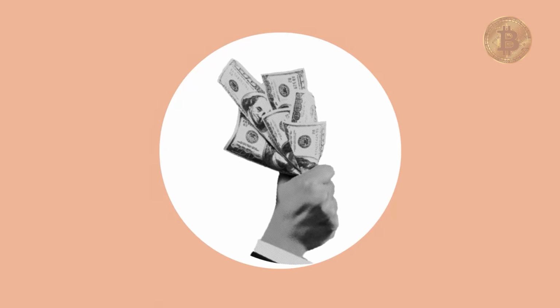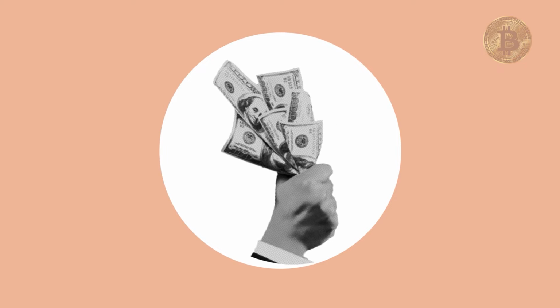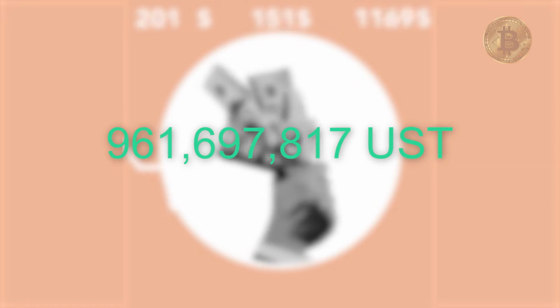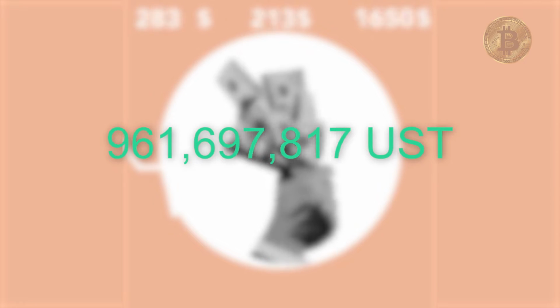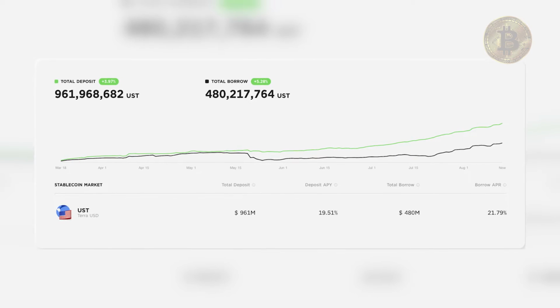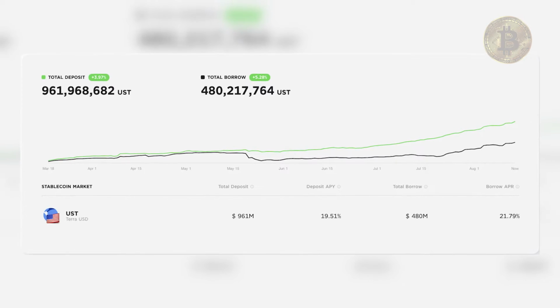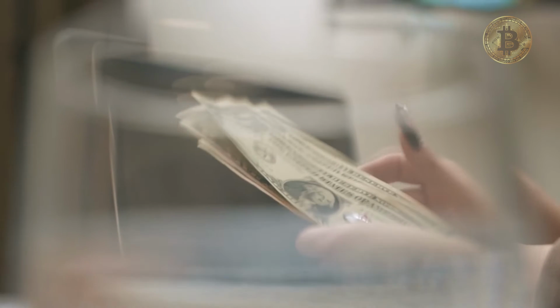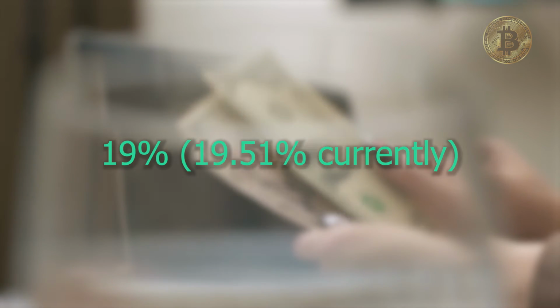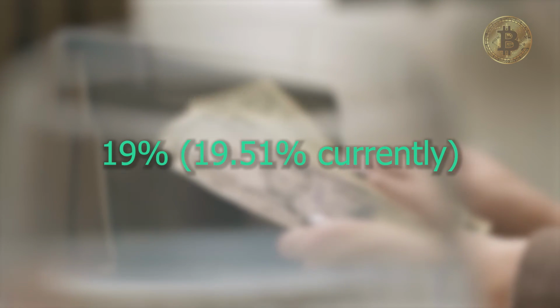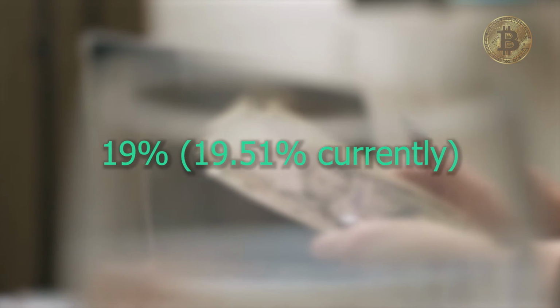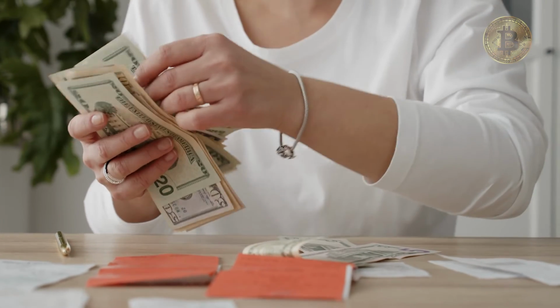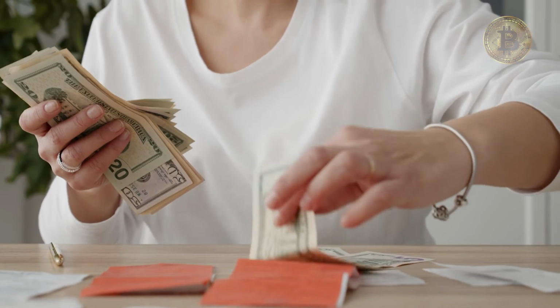At the time of writing this, the Emilys of the world have deposited a total of 961,697,817 UST into Anchor Protocol. A screenshot from anchorprotocol.com shows the total amount deposited as well as the total amount borrowed. Sounds good, but the money to pay Emily and the other lenders their 19.51% current interest needs to come from somewhere, right? You're right, otherwise, this would be a Ponzi scheme.